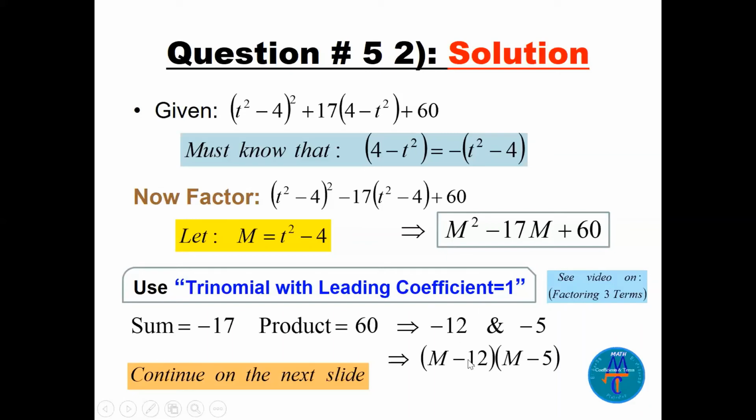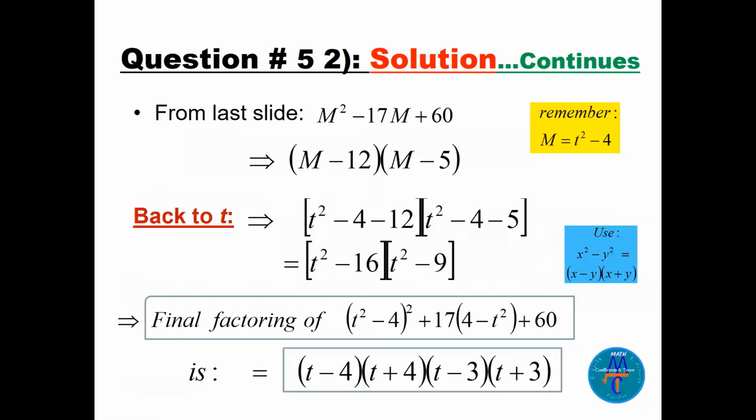So it will be m minus 12, m minus 5. That's the factoring for this, remember? We cannot leave it here. This is not the final answer. Why? Look at the question. The question is in t. We cannot leave the answer in m. Okay, let's continue now on the next slide.